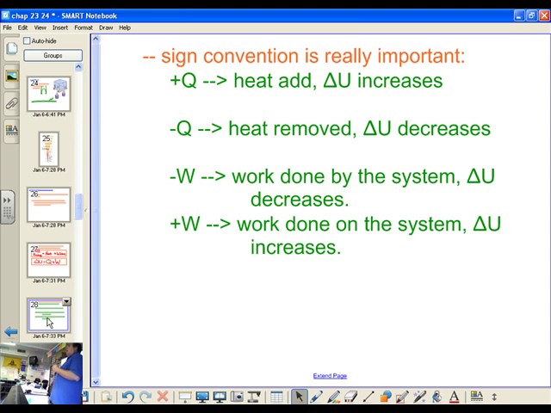Negative Q, negative heat, or sign negative, means we're losing heat energy. Delta U is going down. That's easy. Negative W, work is negative, means work done by the system. Delta U decreases. This usually means a change in volume. Changes in volume. That's usually what we're talking about with work, because a lot of times we're dealing with gas systems. That's like a piston. When it expands, that thermal energy is converted to work. The internal energy is converted to work, and the fluid cools down.